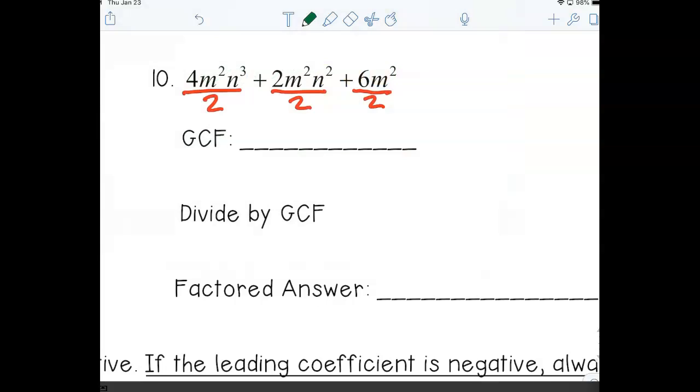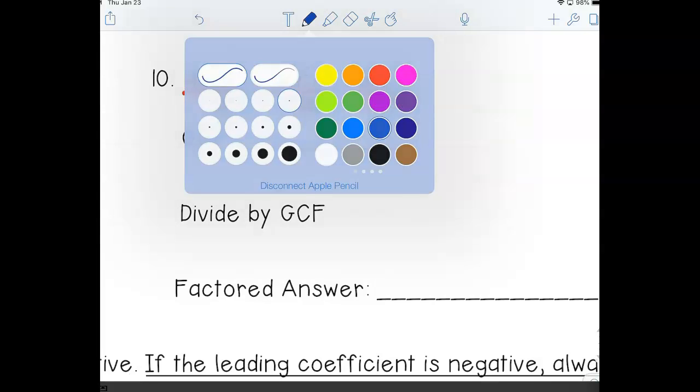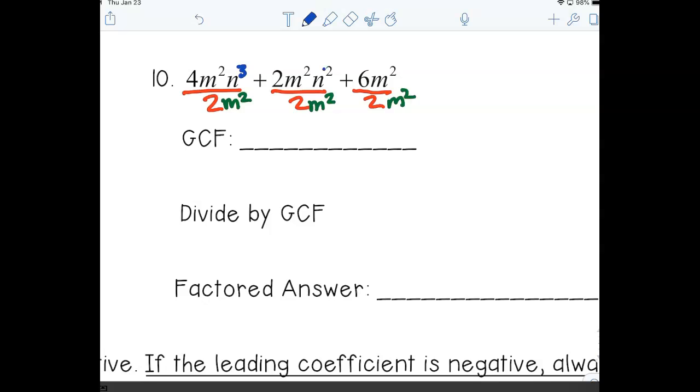All the m's are m squareds, so we're going to take out m squareds. Of all the n's, I'm looking at n to the third, n to the second, and then no n's at all. So this is really like n to the 0, which means they have no n's in common. I don't get to take anything out. So my greatest common factor is 2m squared.